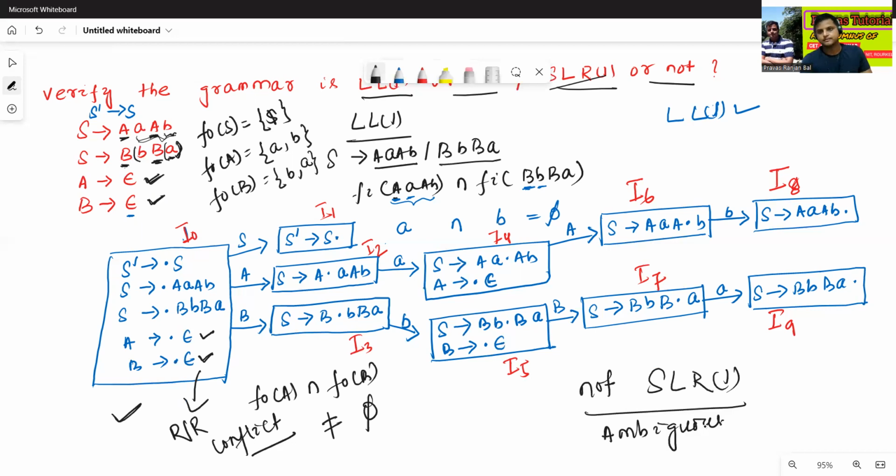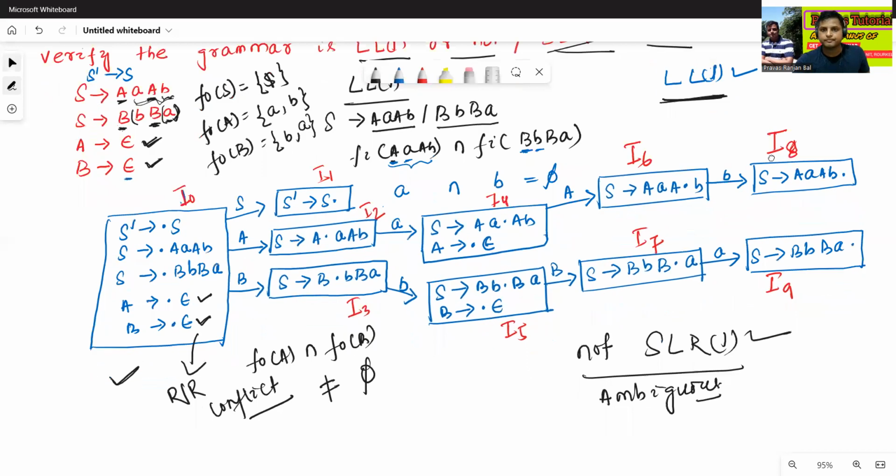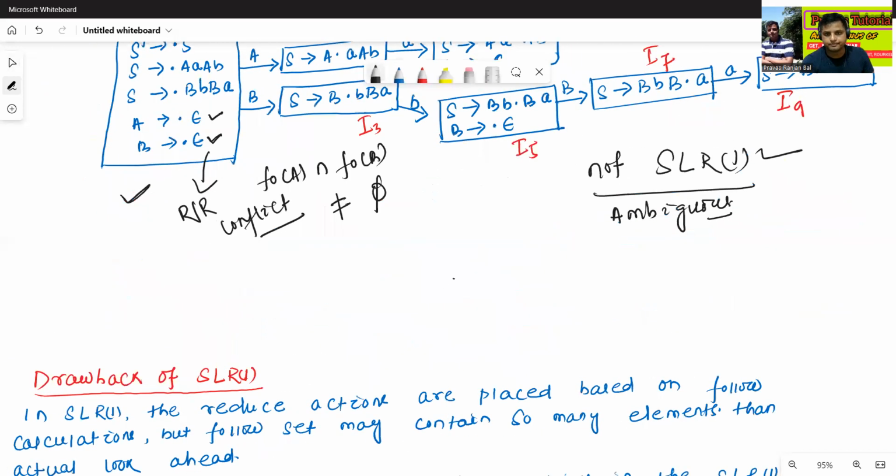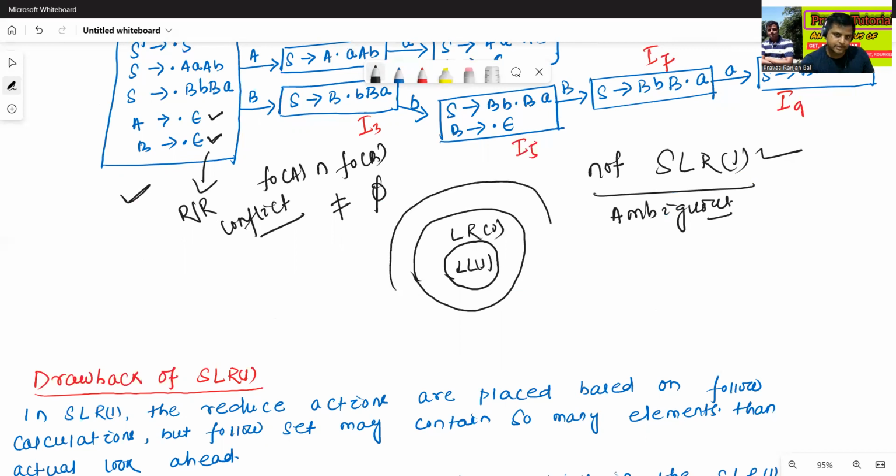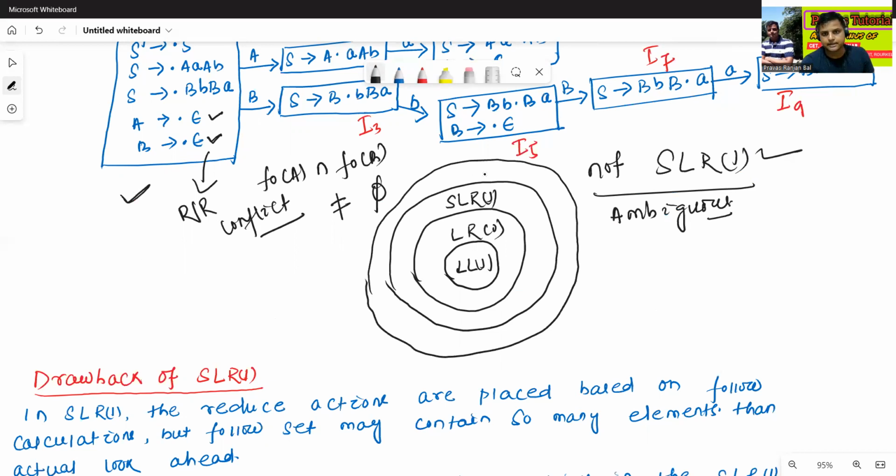Ambiguous grammar. Okay. Remember one thing, it is a very important point. This grammar is LL1, but not SLR1. What is the actual rule? Just see. Remember, every LL1 grammar is LR0, is SLR1, is unambiguous grammar. Okay. So every LL1 grammar is LR0 grammar.